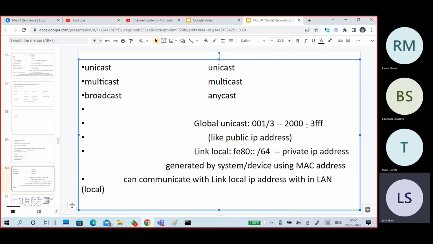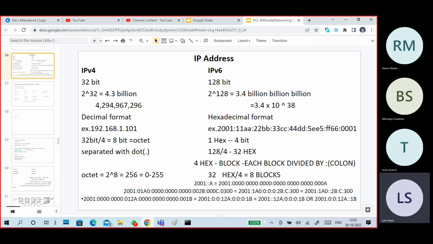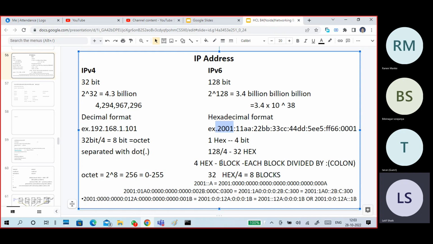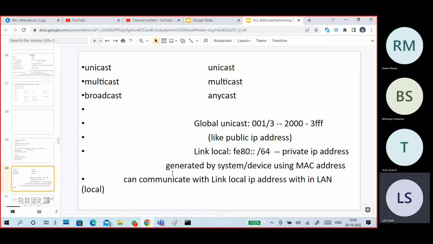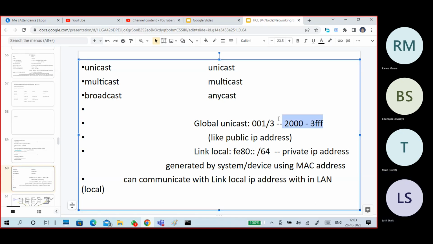Okay. So, global unicast. Of course, in IPv6 we don't have classes like IPv4. We have a global unicast address starting with 2000. Even in IPv6, I have written here 2001 like this. Why have I written it? Because my representation is that it is a global unicast address. It is mostly like a public address.